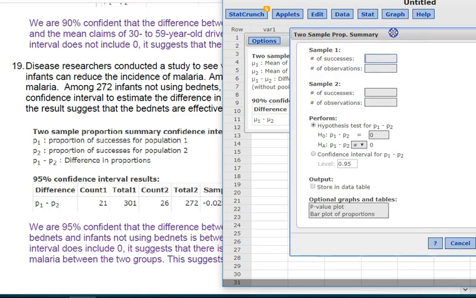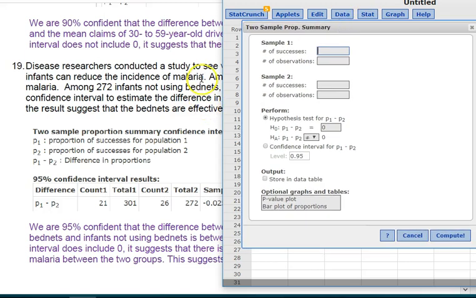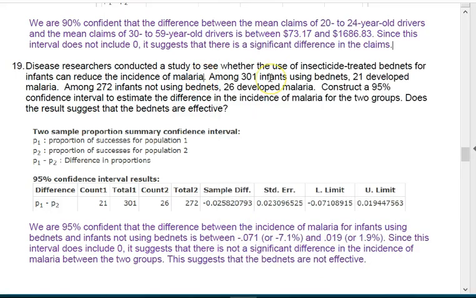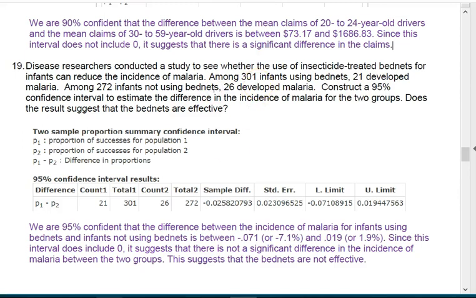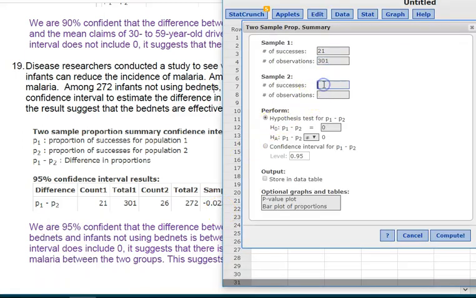For each group, we're going to put in our number of successes and the number of observations. Again, we want to do this in the same order that it's listed in the problem. So first is the infants that did use bed nets. That's 21 out of 301. Our number of successes is 21. Our number of observations is 301. For the other group, there were 26 out of 272 that got malaria. So our number of successes is 26, and our number of observations is 272. This time we're doing a confidence interval, and we want to make this 95%.